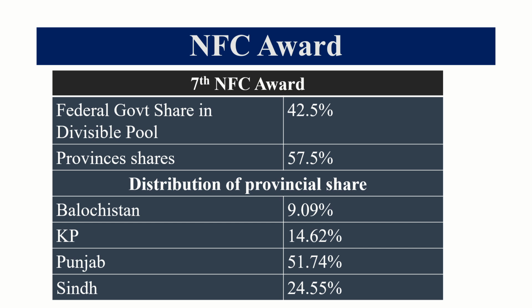So as you can see on the screen, this is the current distribution of financial resources between the federal government and the provinces. And these resources come from the divisible pool. I mean, the divisible pool consists of the proceeds which the federal government earns when it imposes federal taxes like income tax or sales tax or import duties. So the federal government share in the divisible pool is 42.5%, and the rest of the share, that is 57.5%, goes to the provinces. And this share is further distributed among the provinces. As you can see, Punjab has the highest share because it is the most populated province, and Balochistan has the lowest share because it is the least populated province in Pakistan.